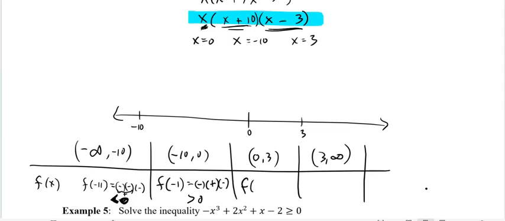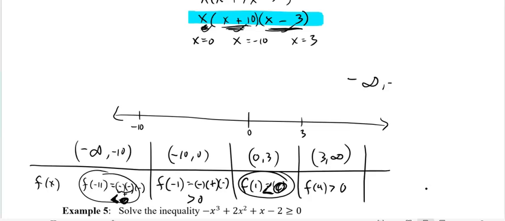Keep going. F of 1. Positive, positive, negative means it's negative in the end, or less than 0. Part of my solution set. F of 4. Positive, positive, positive. F of 4 is positive. Okay, so my solution set is where I got negative results. So it's these two intervals. The answer to the question is from -infinity to -10, my function's negative. And then from 0 to 3, my function's negative.